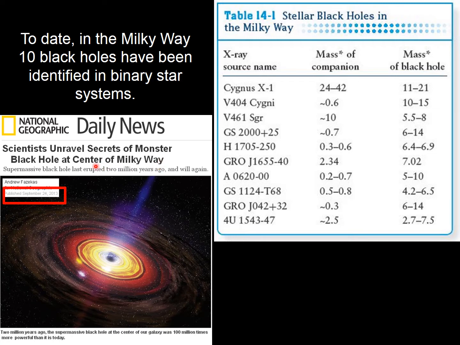Now, our Milky Way has this massive black hole that has millions of solar masses, but it's not the only one that is in the Milky Way. Up to now, there have been 10 black holes identified in binary systems in our galaxy, and we have a partial list here. This is the name of the X-ray source. And this is the mass of the companion. Remember, they have to be in a binary system. And this is the mass of the black hole. So they are small in size compared to the one that is at the center, the one at Sgr A.